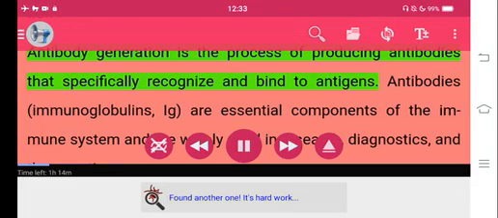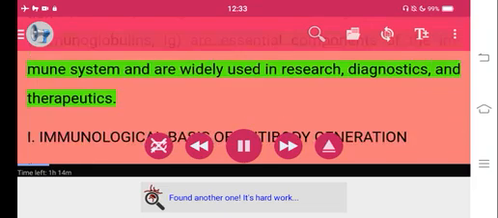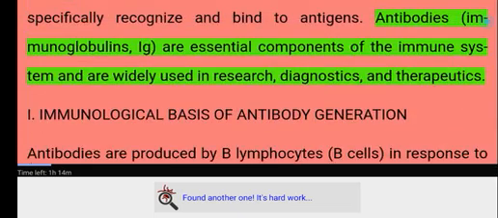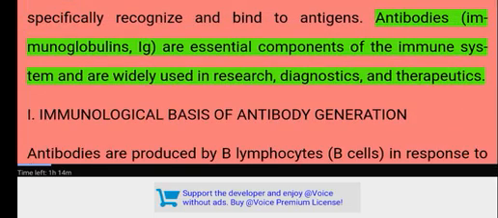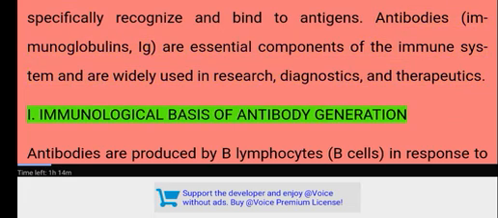Antibody generation is the process of producing antibodies that specifically recognize and bind to antigens. Antibodies, immunoglobulins (Ig), are essential components of the immune system and are widely used in research, diagnostics, and therapeutics. Immunological basis of antibody generation.